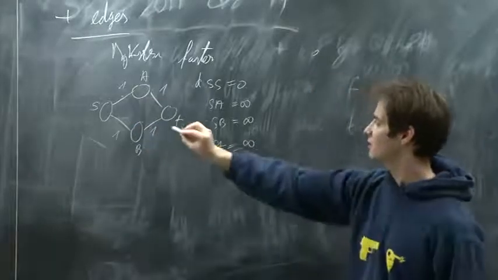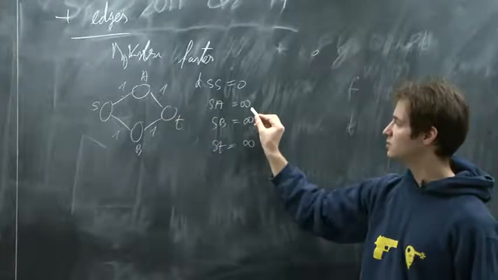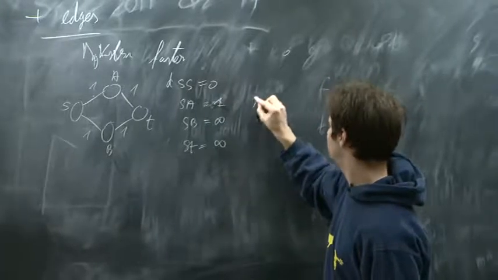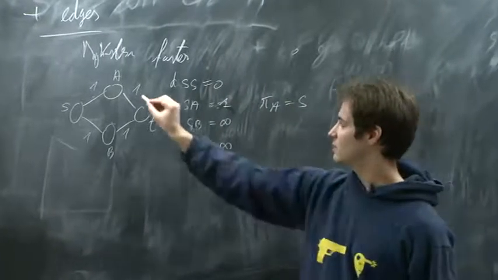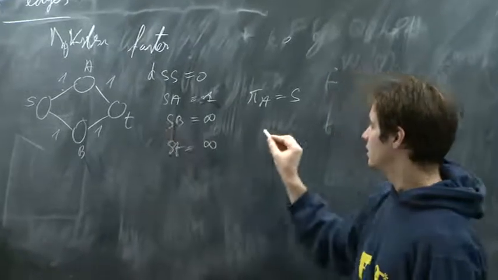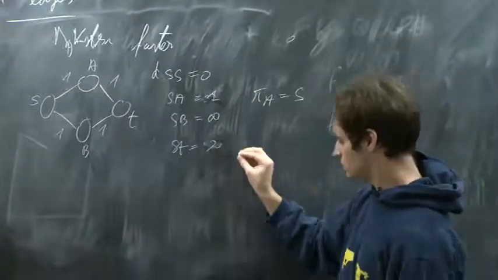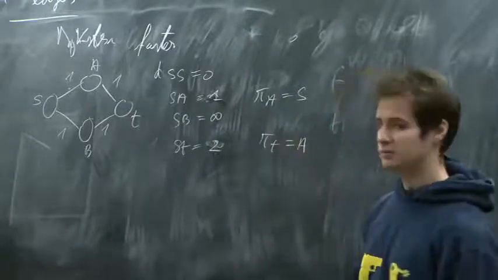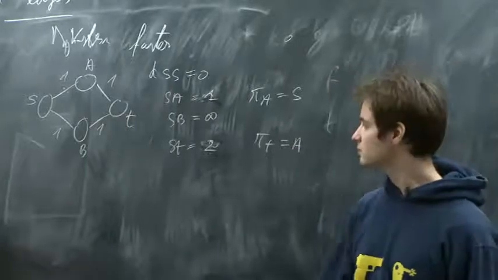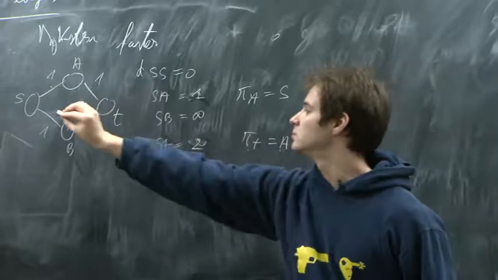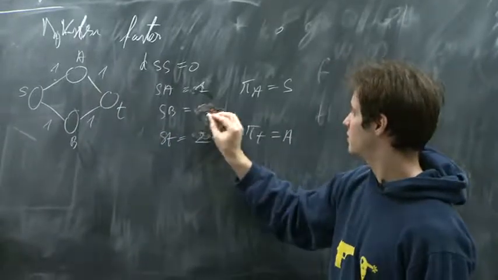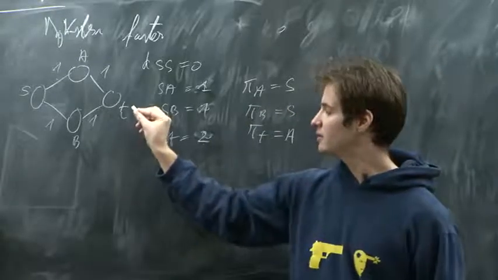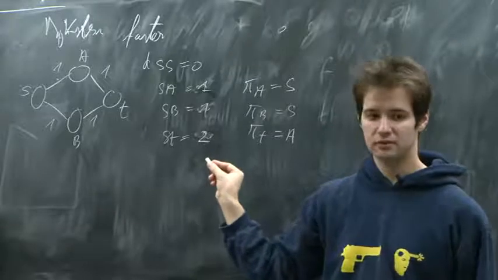What am I going to get? If I relax SA, then the distance from S to A becomes 1, because it's 0 plus 1, and the parent of A is going to be S. Now say I relax AT. The distance from S to T is going to be 2, and the parent of T is going to be A. Now I'm relaxing this one. This becomes 1, and the parent of B becomes S. And as I'm relaxing this one, nothing happens because I already had the distance of 2.